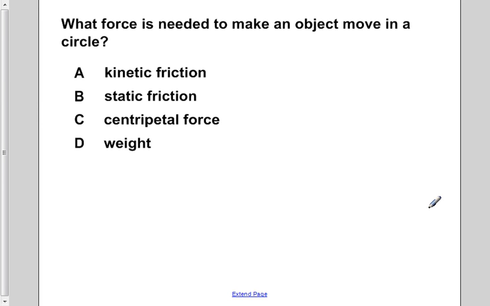Now, this won't cause an object to move around in a circular motion or at all. So A, B don't make sense. They either impede or actually prevent the object from moving. C, centripetal force, is a force that is directed toward the center. So if an object has a velocity, it'll follow and circle around that point, that center of that circle.